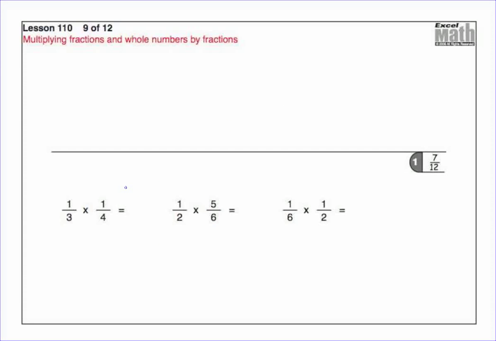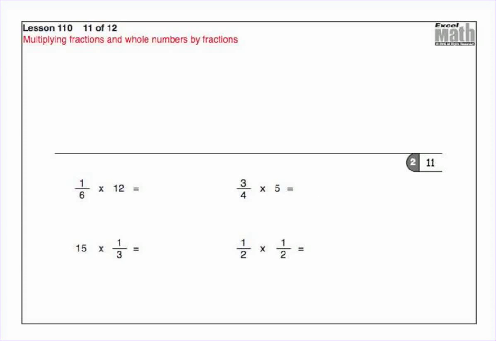All right, few final problems here with a check answer. Do these problems, add up your check answer, make sure it comes out right, and then turn the video back on to see how I did on it. 1 times 1 is 1. 3 times 4 is 12. 1 times 5 is 5. 2 times 6 is 12. 1 times 1 is 1. 6 times 2 is 12. So the answers are 1/12, 5/12, and 1/12. All right, there's your answer.